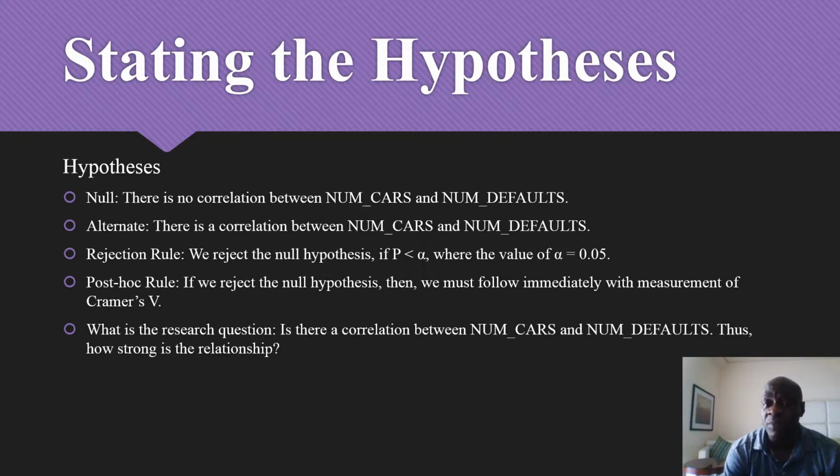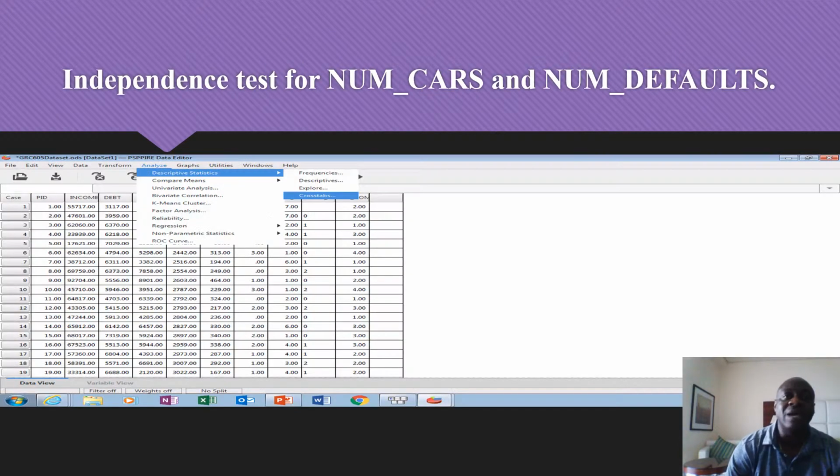of Cramer's V. What is the research question here? Is there a correlation between the norm cars and the norm default? Thus, how strong is the relationship? The breakdown. In order to do this, we're always going to do the independence test for norm cars and norm defaults. Here, this time around, we're going to go under analyze, descriptive statistics, and the crosstabs.